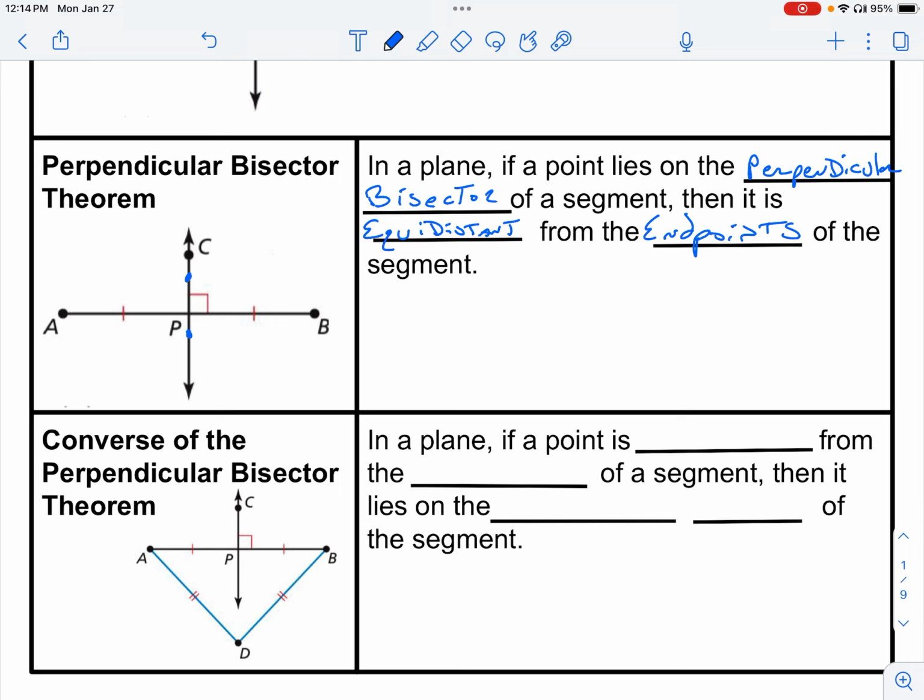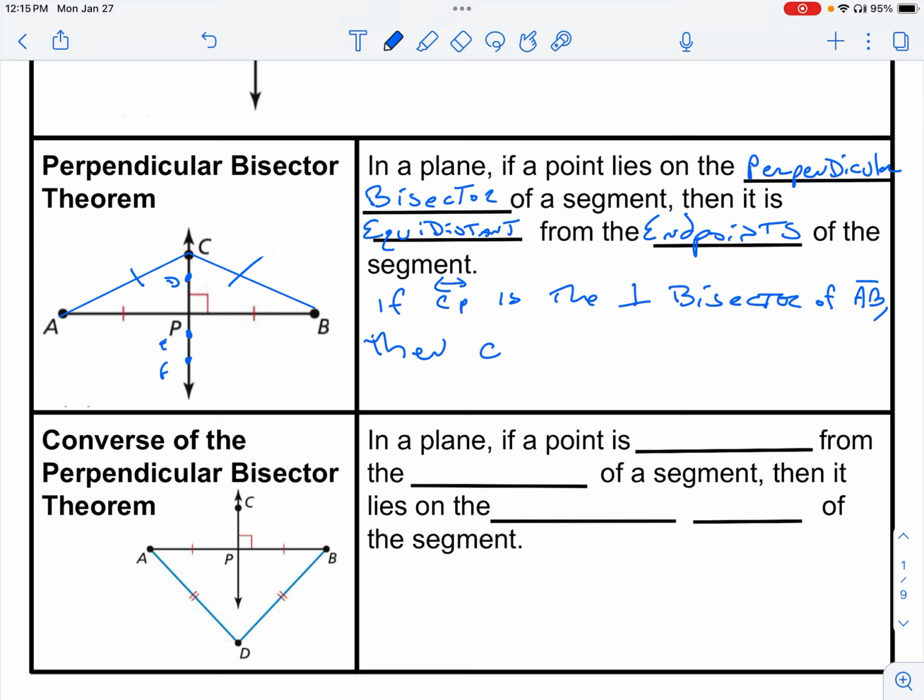So whatever point we have on line CP, we know the distance is going to be the same: A to C, B to C, A to D, B to D, A to E, B to E, or A to F, B to F. So what that looks like in math speak is if line CP is the perpendicular bisector of segment AB, then CA equals CB. Those segments are congruent.